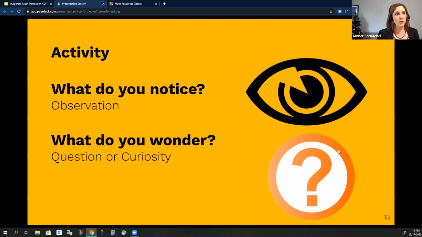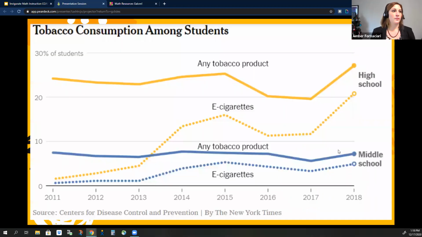So notice, I always explain to my students, is an observation. It's something generally that you see. The code is up in the top right of my screen, N-U-Y-U-K-N. What do you wonder is a question or of curiosity. So here is a graph.